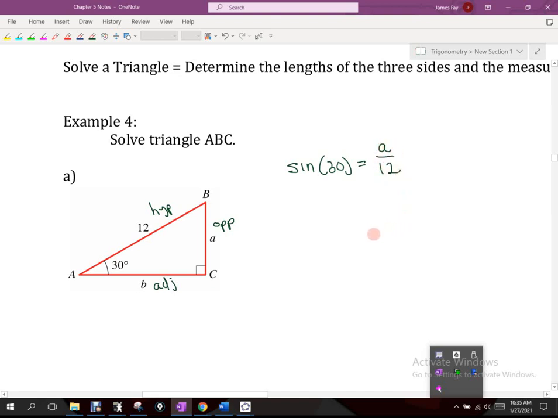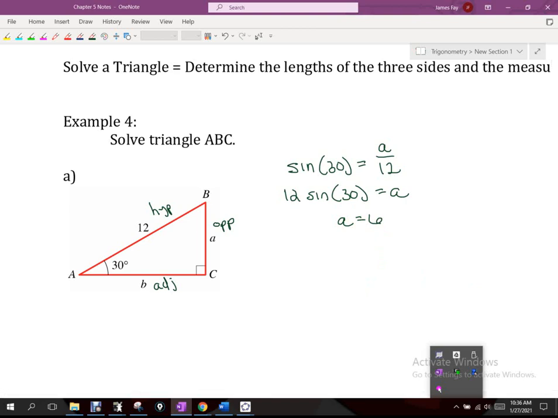Now what will you do to solve for A? Multiply by 12. Now, when I type in sine 30 on my calculator, what's sine of 30? 1/2. So that's going to give me A to be 6, right? And that's one approach that you can use in these types of problems.